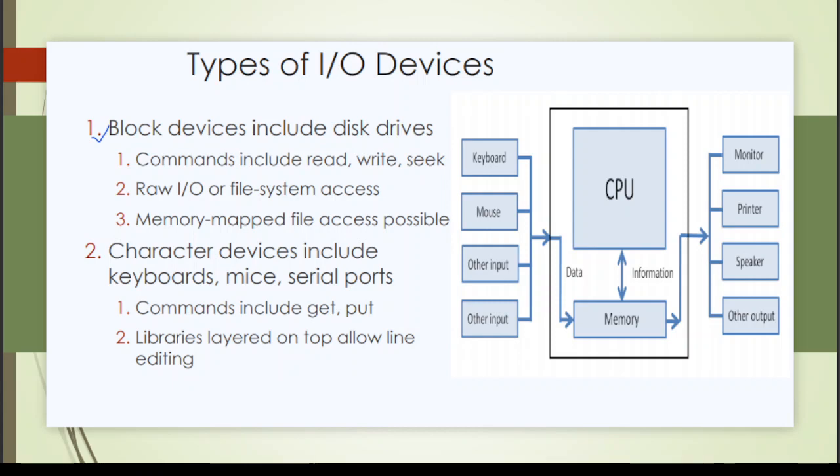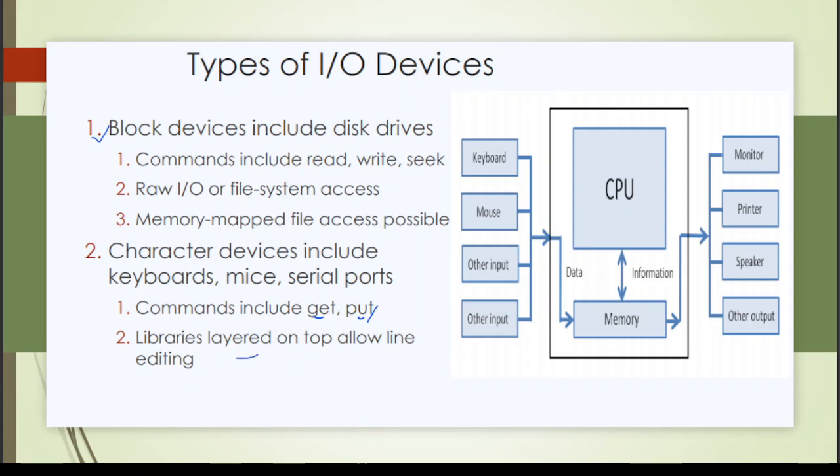Second, we have character devices, which include keyboards, mice, and serial ports. In this we have commands like get or put. Get is generally used to take input and put is used to give the output or pass the output to an output device. Libraries are layered on top and allow line editing.